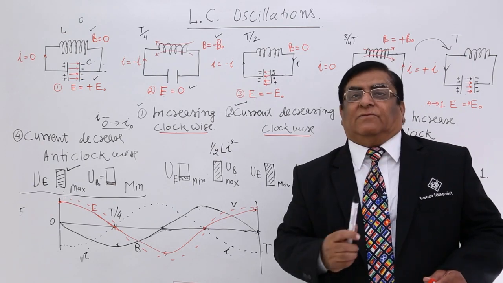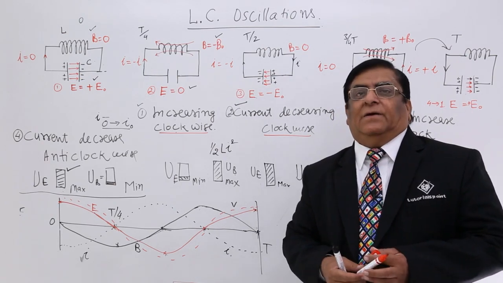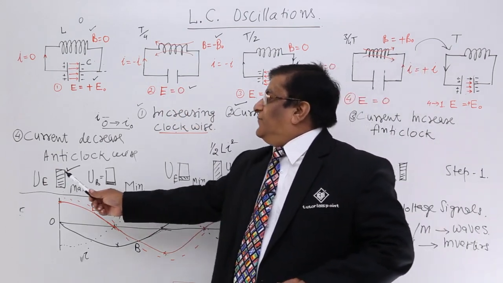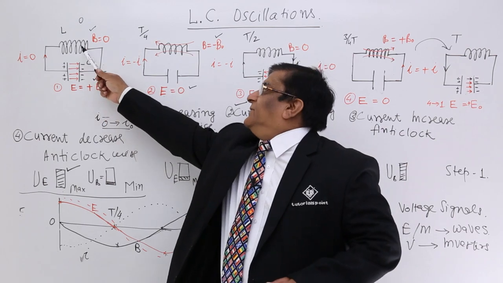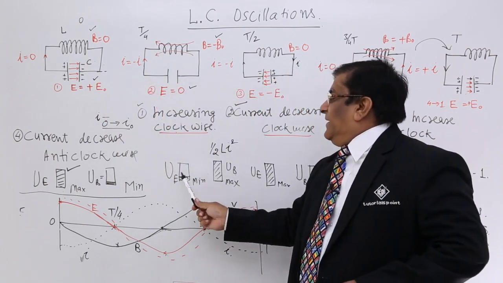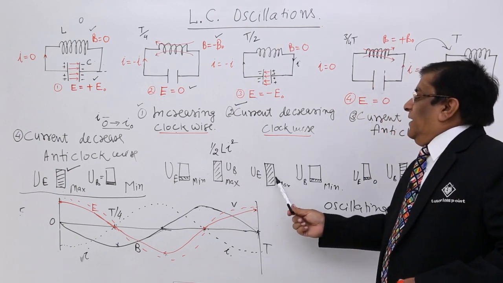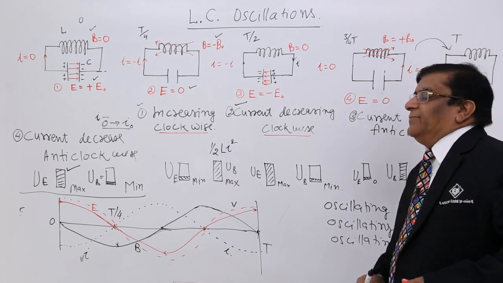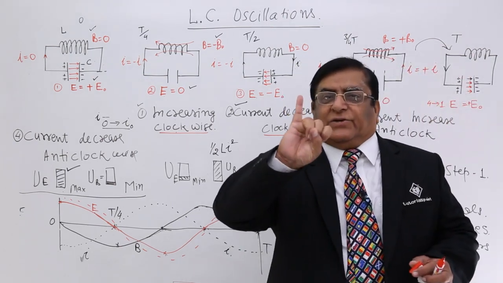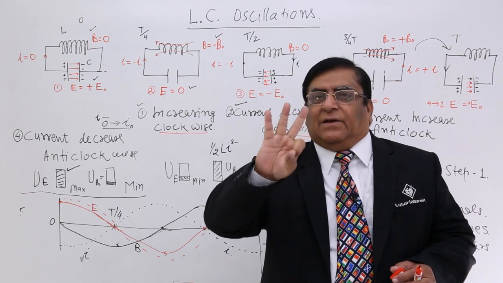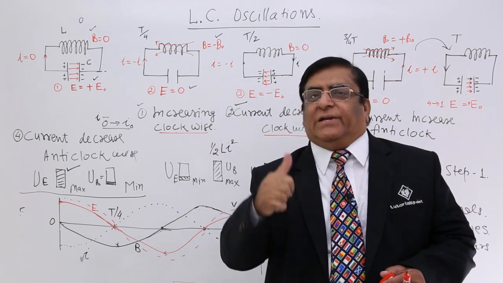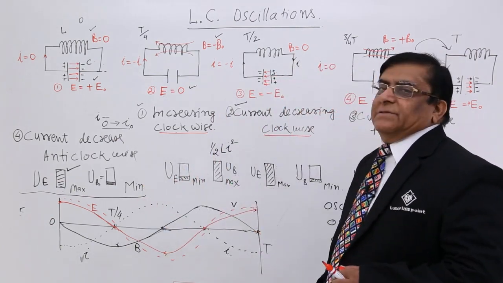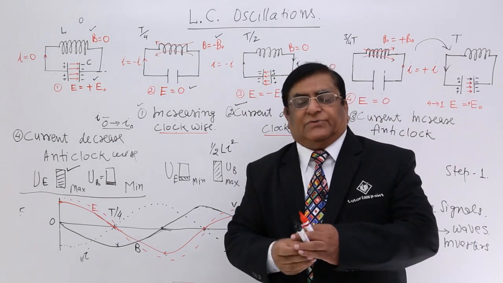Every quantity, whether it is electric field, magnetic field or energies, are also oscillating. Here electrical energy, this is 0. Here it is magnetic energy full, this is 0. Here it is full, it is 0, and here again electrical is 0, magnetic is full. So electric field is oscillating, magnetic field is oscillating, electric current is oscillating, voltage is oscillating, and energy is oscillating. All the quantities are oscillating in this time period. That is why this is known as oscillation.